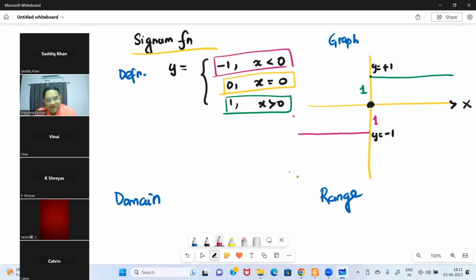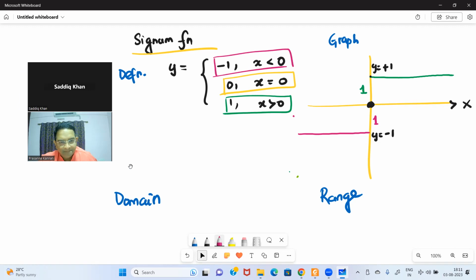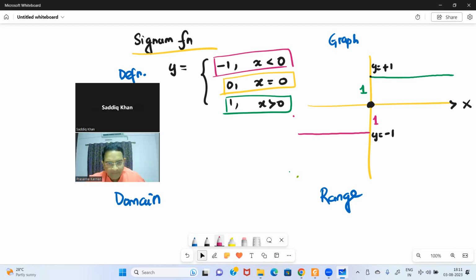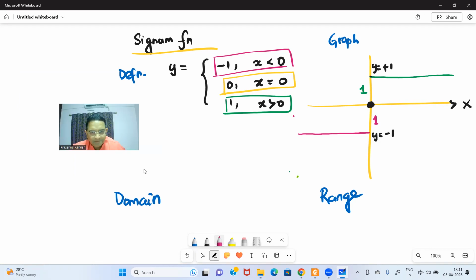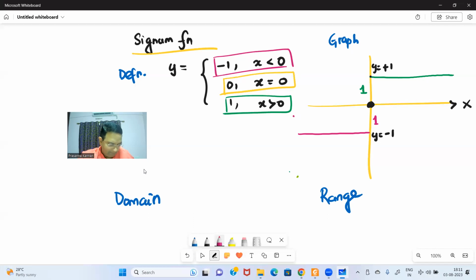So domain means what, Shreyas? What is meant by domain? Domain means set of values. Can you unmute yourself? Tell me, Shreyas, what is meant by domain of a function? The set of values of... Set of values of.